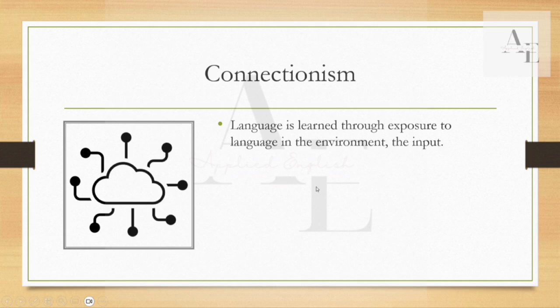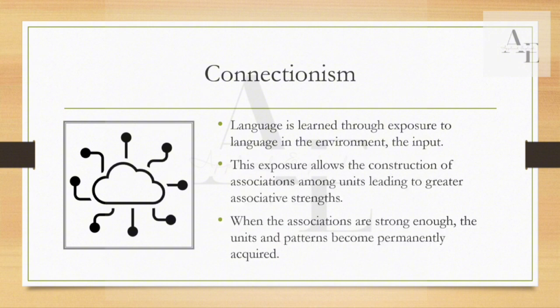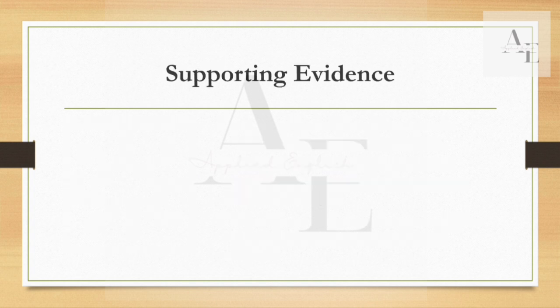Okay. So, when we hear fast and food, the connection between the neurons becomes stronger. So these units become permanently acquired. Fast food, or do a project, or make a mistake. These collocations become acquired by being exposed to them in the environment, which is the input. But we have supporting evidence.